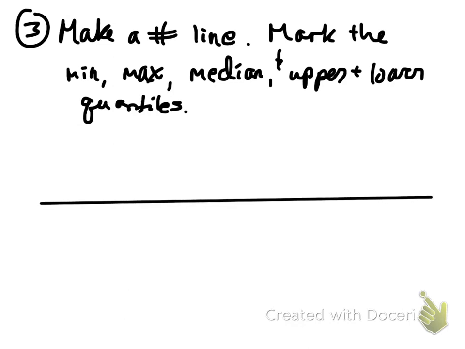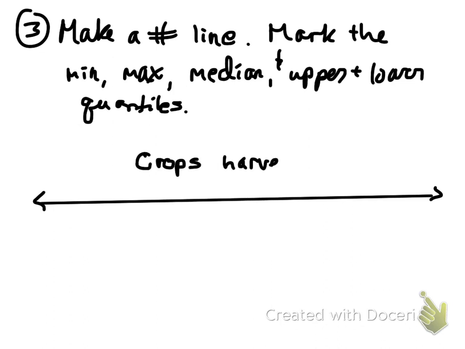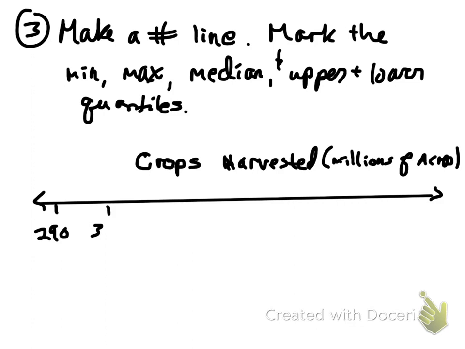Okay, so I'm going to start by drawing my number line. Now the numbers on this number line, I'll label my number line here. This is going to be crops harvested in the U.S. by millions of acres. Now my smallest number on this list was 298, so I'll go by tens. So I'll go 290, 300, 310, 320, 330, 340, 350.